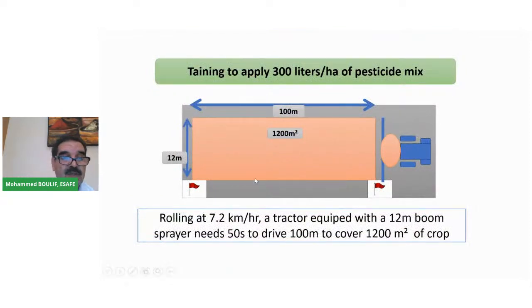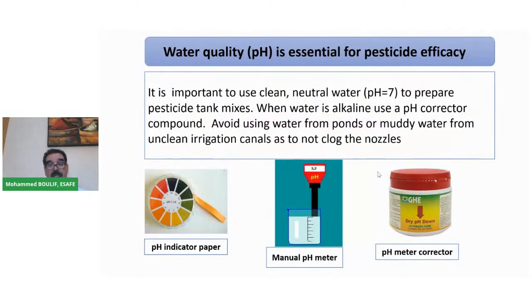You have to teach them how to drive their tractors across the field and the speed that they should maintain to have a uniform spray. And also you have to teach them how to use good quality water, because it is important to use clean water with a neutral pH to prepare pesticide tank mixes.